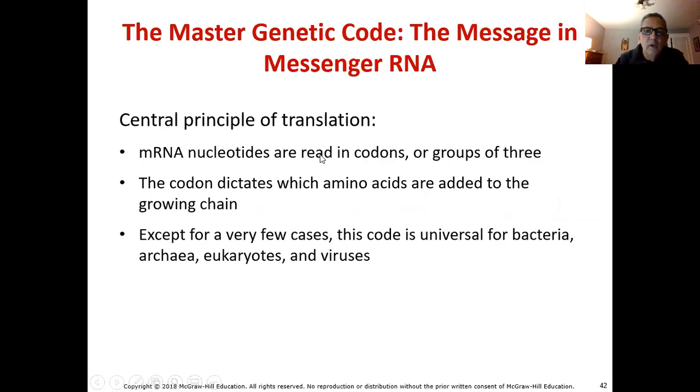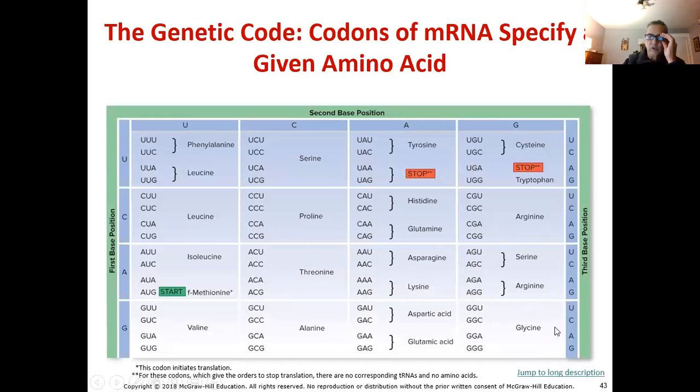The general principle of translation: message RNAs are read in codons, or groups of three. The codon dictates which amino acids are added. Except for a very few cases, this code is universal for bacteria, the archaea, the eukaryotes, and viruses. This is a chart showing you the entire genetic code. You see that three bases equal a codon, and each codon is unique for an amino acid.